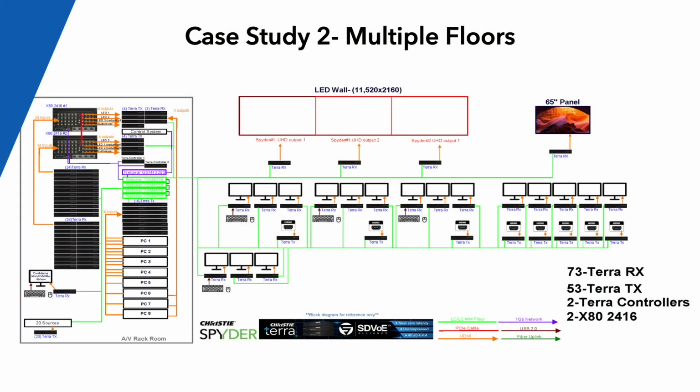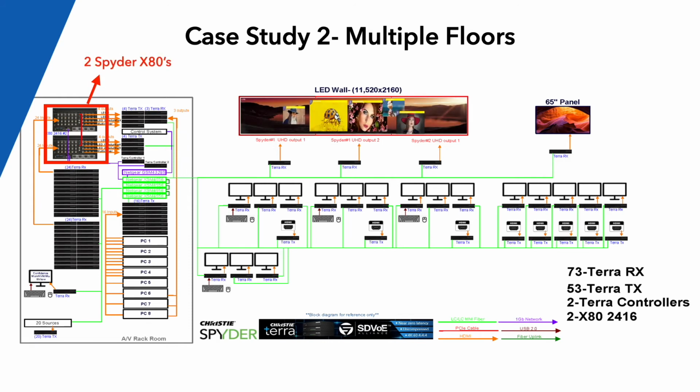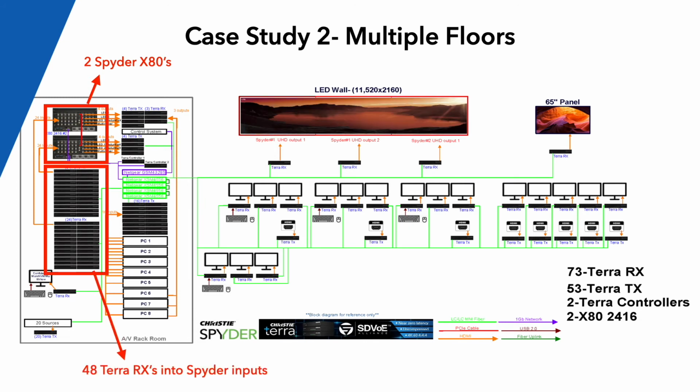Case study number 3. This is an LED wall with 2 Spyders. Terra. They can play content. They can move that content anywhere in that LED. 48 Terra receivers sit upstream of 2 Spyders. So that's 48 channels of video that they wanted to see on that video wall at one time. And they can do that with the Terra system up and downstream of the Spyder.